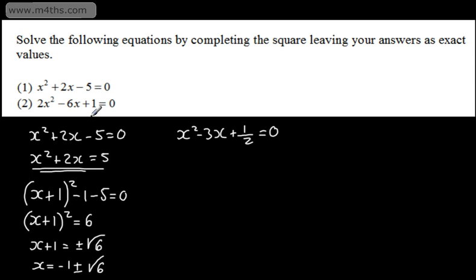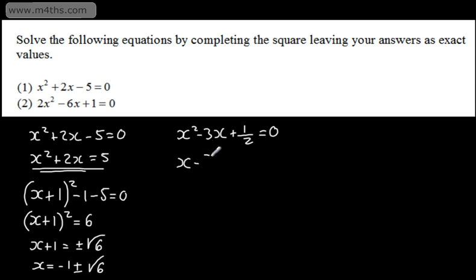I'm going to write this because it's a lot easier to complete the square when the coefficient of the term in x squared is positive 1. So if this was negative 2x squared, I would add it to both sides and divide by 2, or if you like, divide both sides by negative 2. So I've divided the whole equation here. So let's go ahead and complete the square.